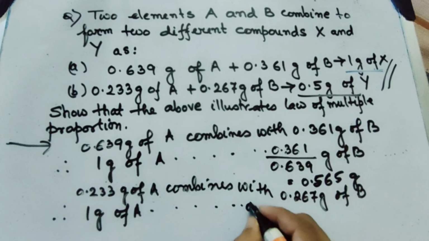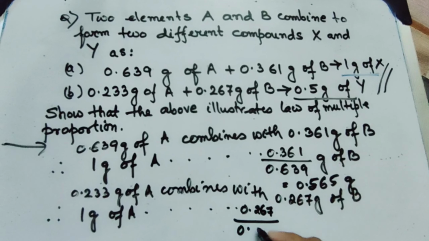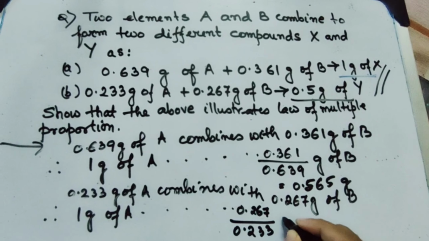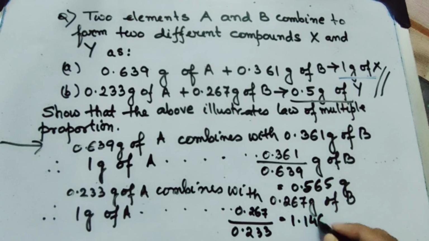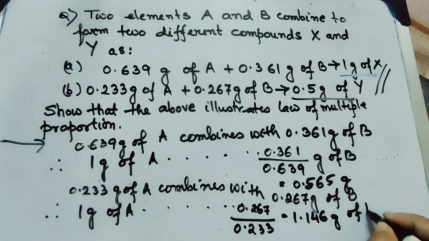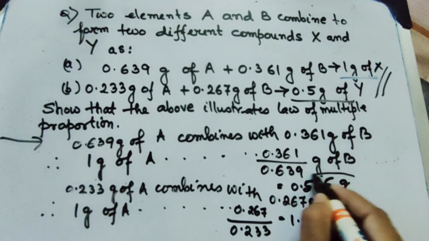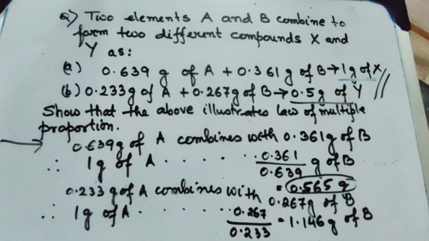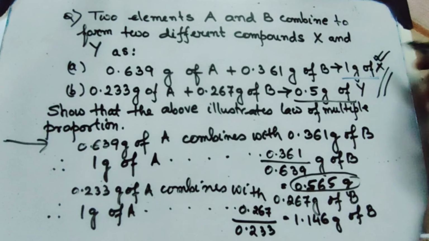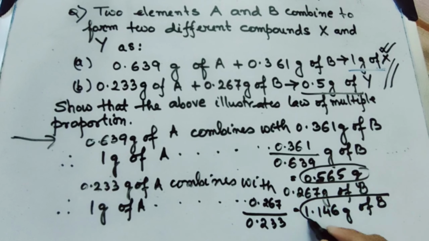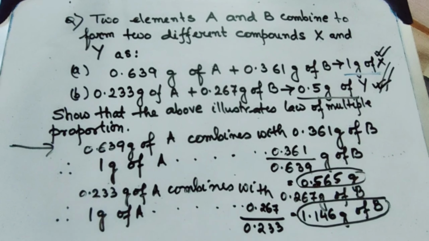Similarly, what we'll do, 0.267 divided by 0.233, and that comes out to be say 1.146 gram of B. Now our work will remain what? This part that we got, 0.565 gram of B in this compound X and 1.146 gram of B in this compound Y.